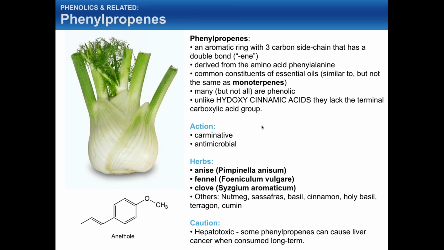One thing worth mentioning is that although these phenylpropenes are generally pretty good to eat, high amounts of certain ones have been linked to liver cancer and liver problems. The reason is that, depending on the location of the double bond on the propene side, I think what happens is that when it goes through the liver and is metabolized, it can become a reactive intermediate, which is basically a toxic substance.